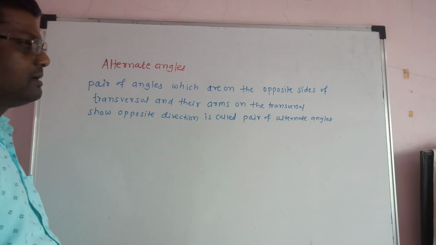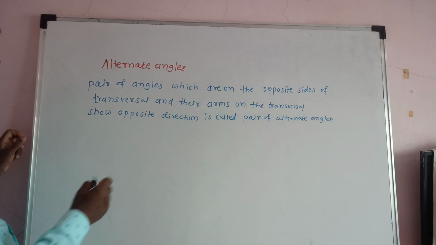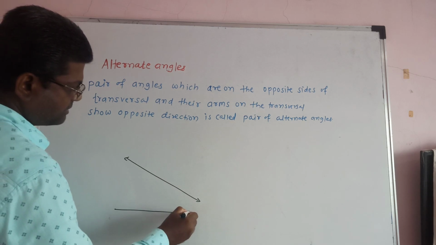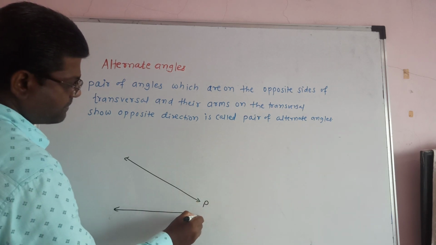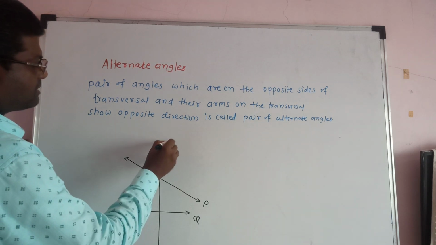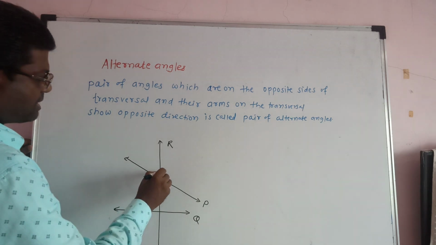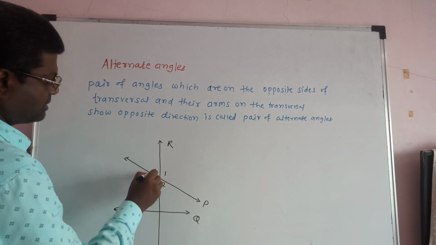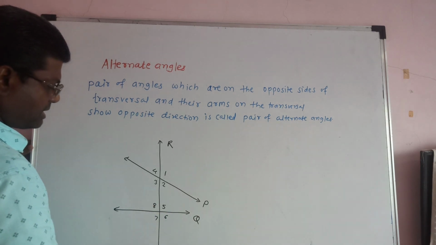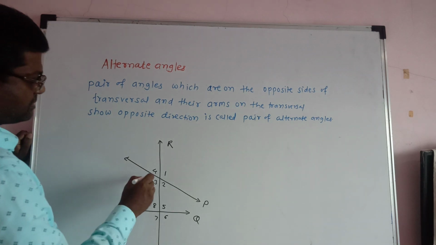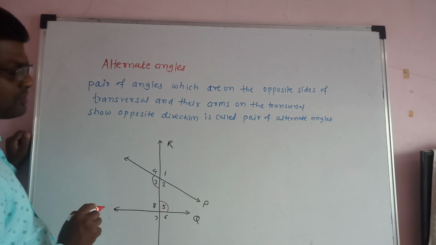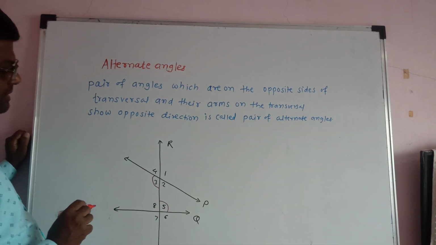Now alternate angles. Consider two lines P and Q, and R is a transversal, and the angles are 1, 2, 3, 4, 5, 6, 7, 8. Then this angle 3 and angle 5 are called alternate angles.